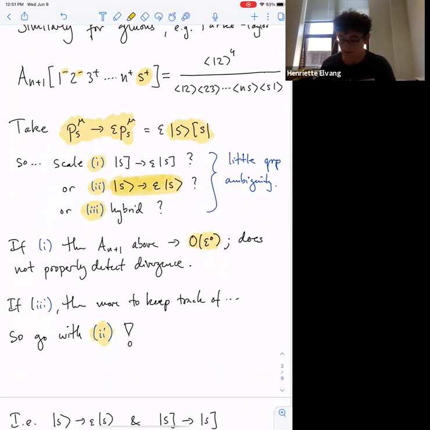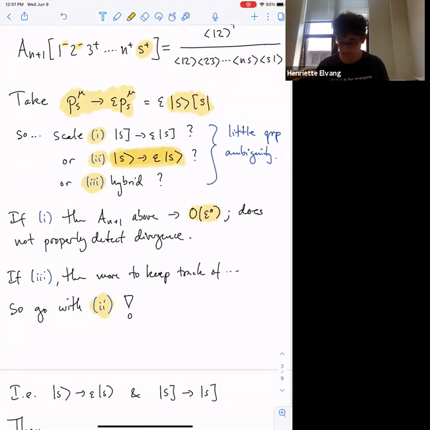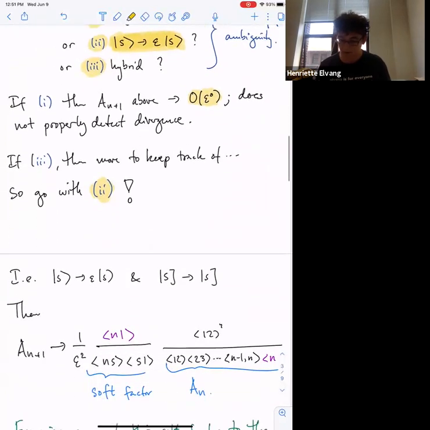To take the soft limit, we scale the angles. And again, this is just a technical choice. There's nothing fundamental in it, except this is very practical. Okay, so I scale my angles and I don't scale my squares. That gives me a limit where PS goes to 0 when epsilon goes to 0.